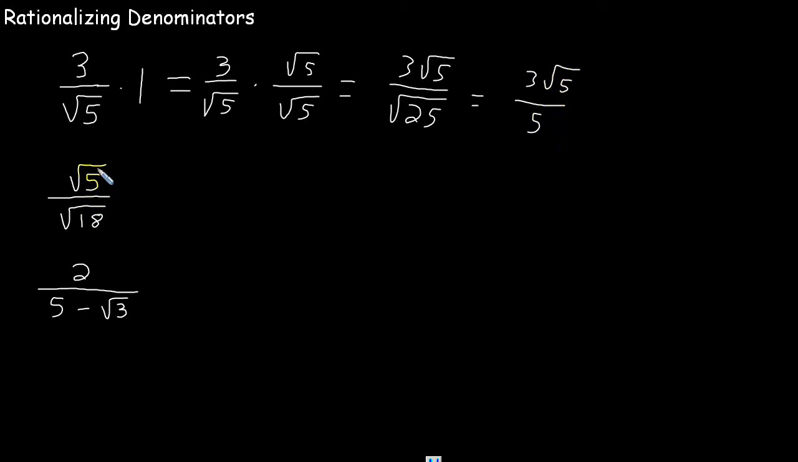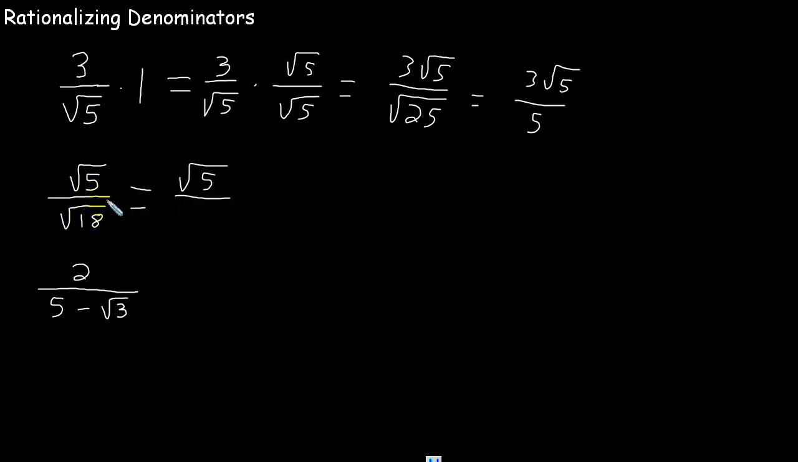Let's look at a second example. Let's say we have square root of 5 over square root of 18. Now we want to rationalize. Well, we could multiply this by square root of 18 over square root of 18. But there's an easier way to do this problem. An easier path to follow is to simplify the denominator before you rationalize.